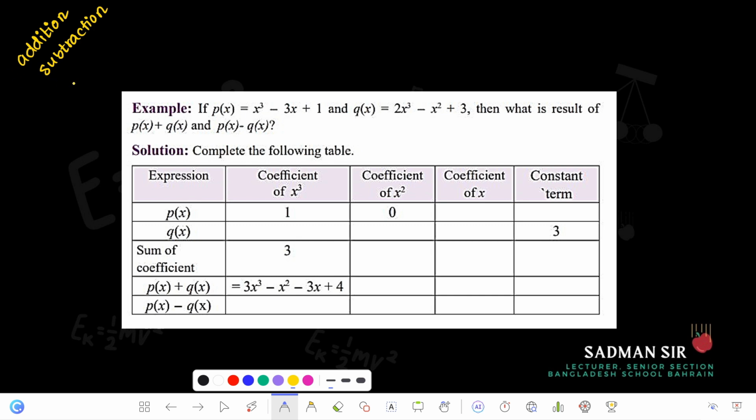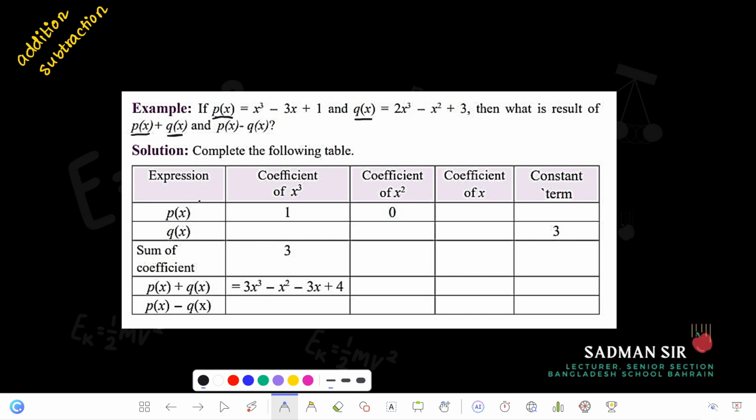And as you can see, we have included in this slide an example from your textbook. So while solving this example, inshallah, we will get a clear idea about addition and subtraction. Okay, let us get started. So you can see that two polynomials are given, p of x is equal to something and q of x is another polynomial equal to something. Then what is the result of p of x plus q of x? That means if you have to add them, then what will be the result?